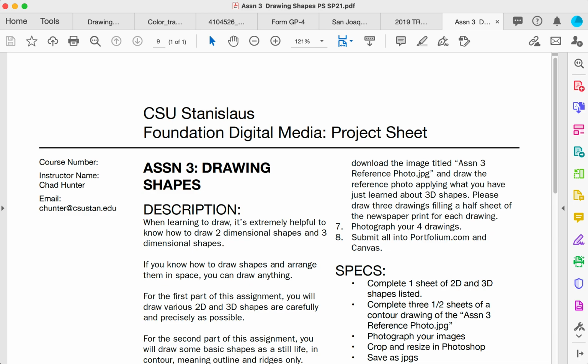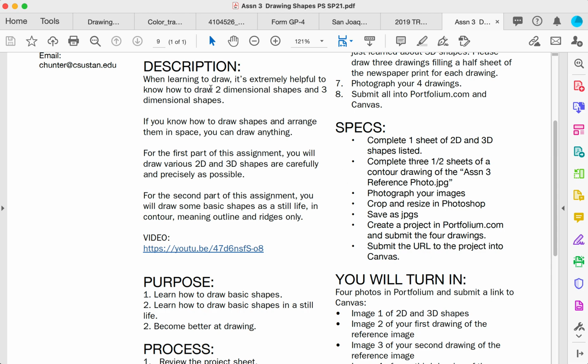I'm going to go over assignment 3, drawing shapes. It's important to learn how to draw two-dimensional shapes and three-dimensional shapes. If you know how to draw these types of shapes, you can arrange the placement of these and begin to draw anything.